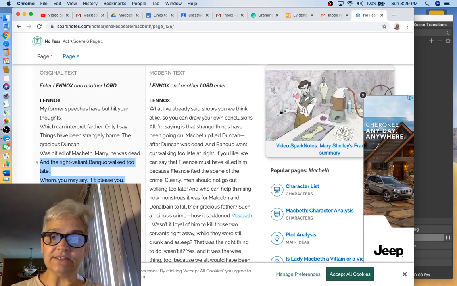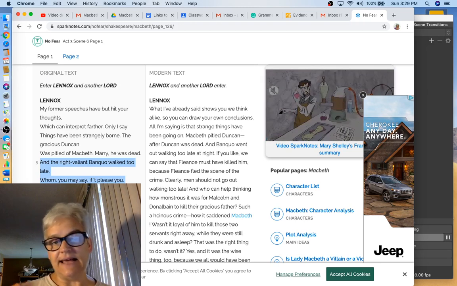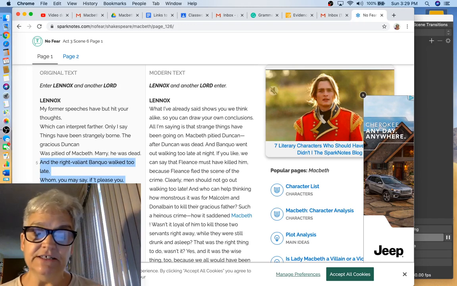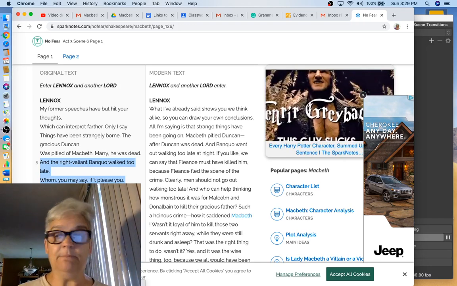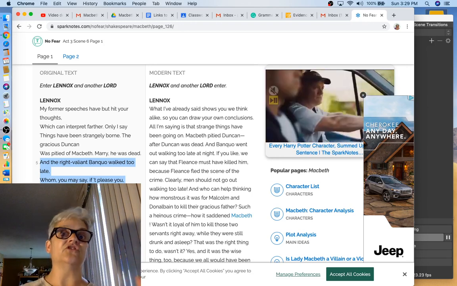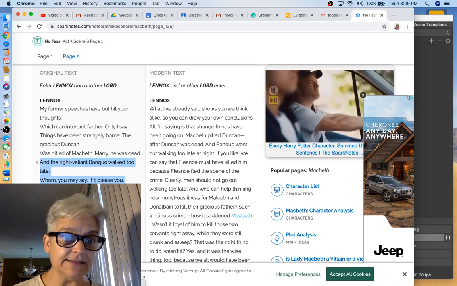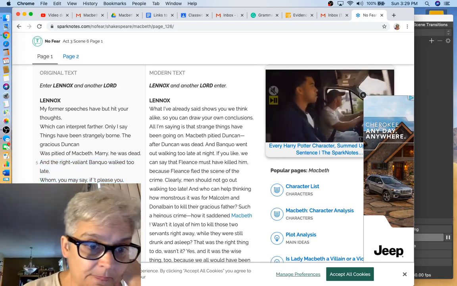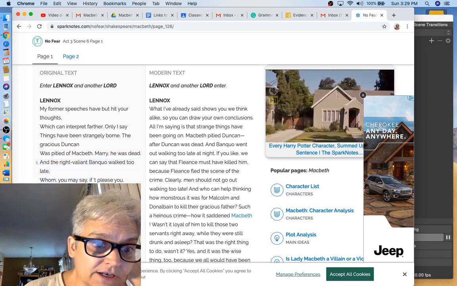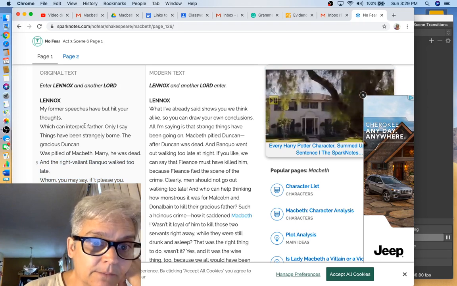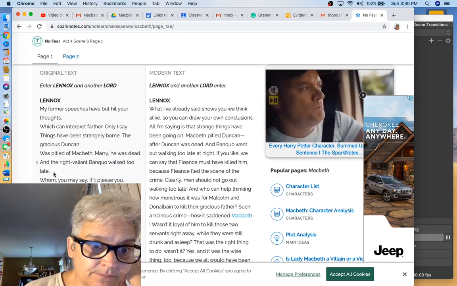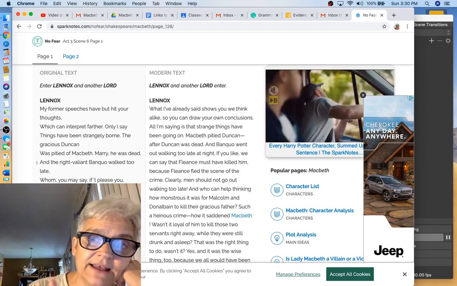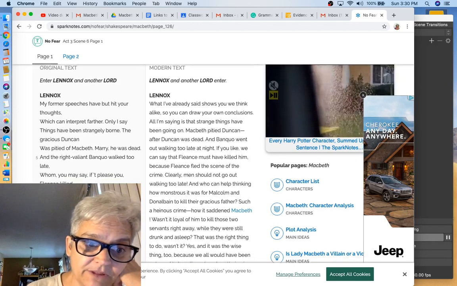And now with a sarcastic slap, he says, "Banquo walked too late, whom you may say, if it please you, Fleance killed," because guess what? Malcolm and Donalbain fled, and the suspicion of Duncan's murder was placed on their heads. So, hey, let's blame Fleance for Banquo's death. "Men must not walk too late." Banquo walked too late and died. We can't afford to walk too late. We know this man is a monster. We have to do something about it.